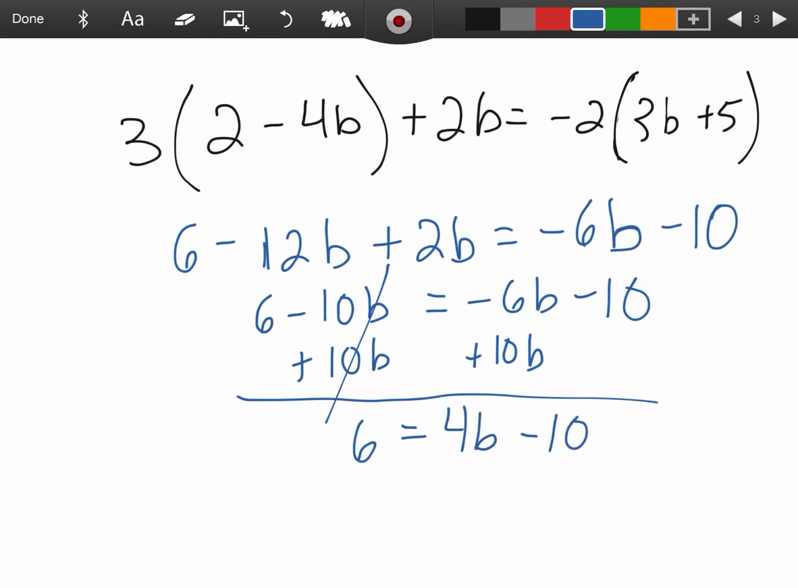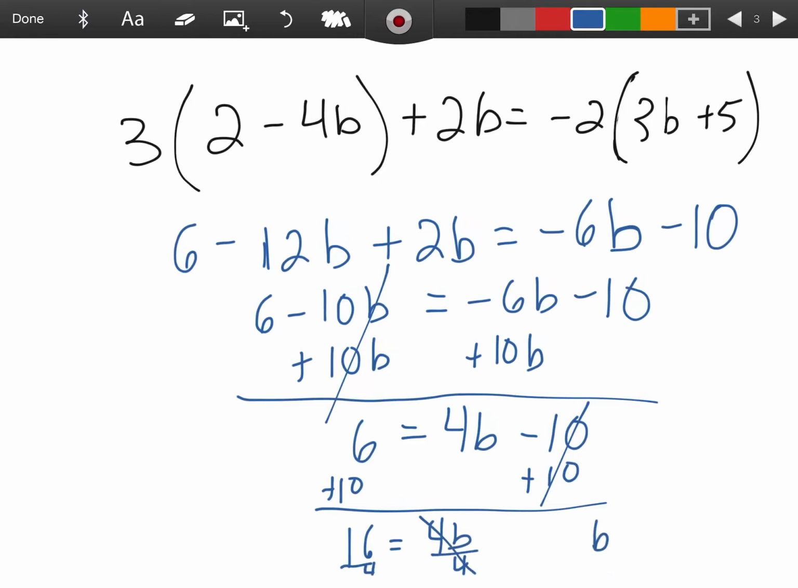And now we solve. So b times 4, then subtracting 10. So I do the inverse operations in reverse order. So I start by adding 10 to each side. Add 10, add 10. I get 16 equals 4b. And now I'll divide both sides by 4. Divide by 4. And I wind up with b is equal to 4. All right, you could check your answer up above, but I promise you that will work out.